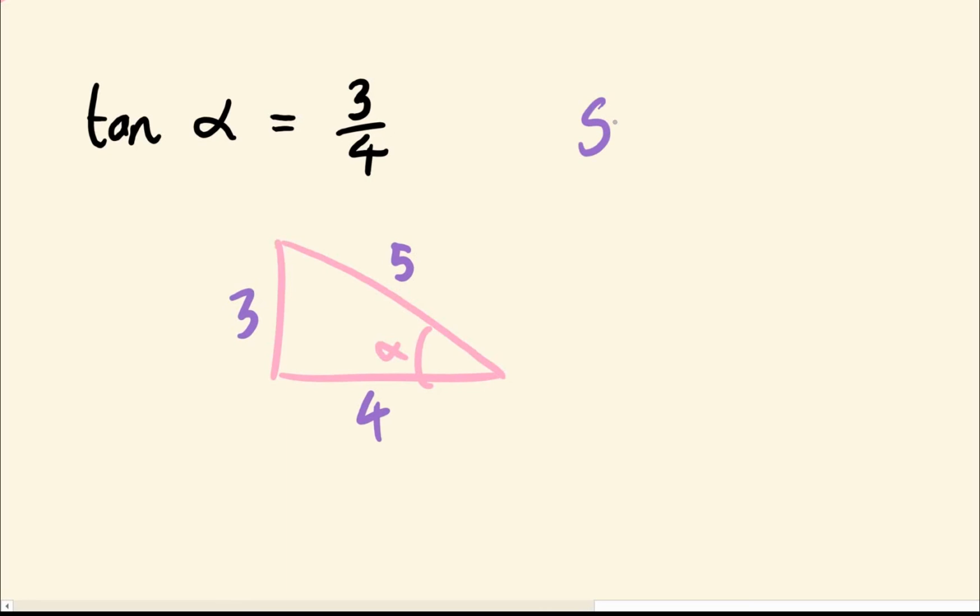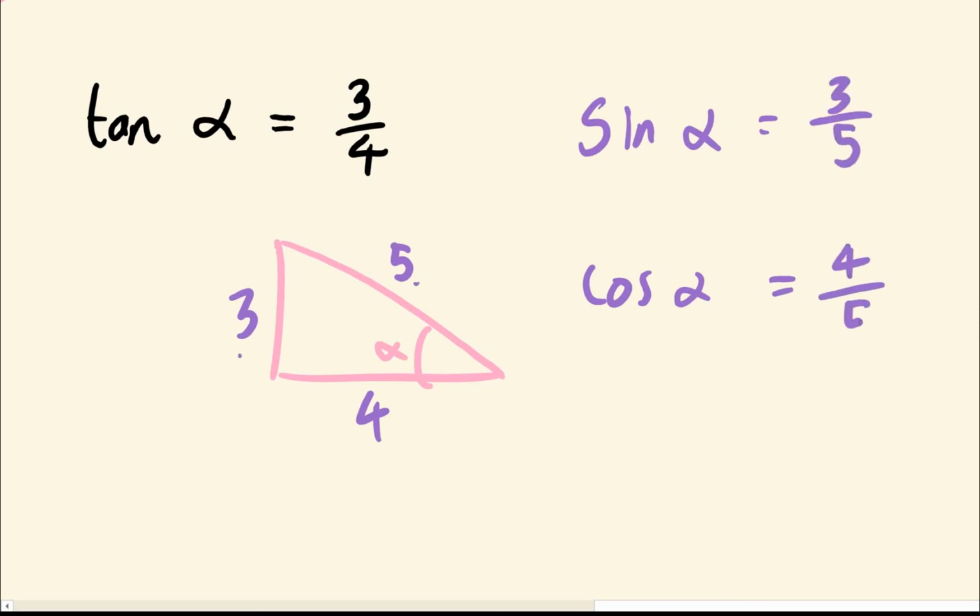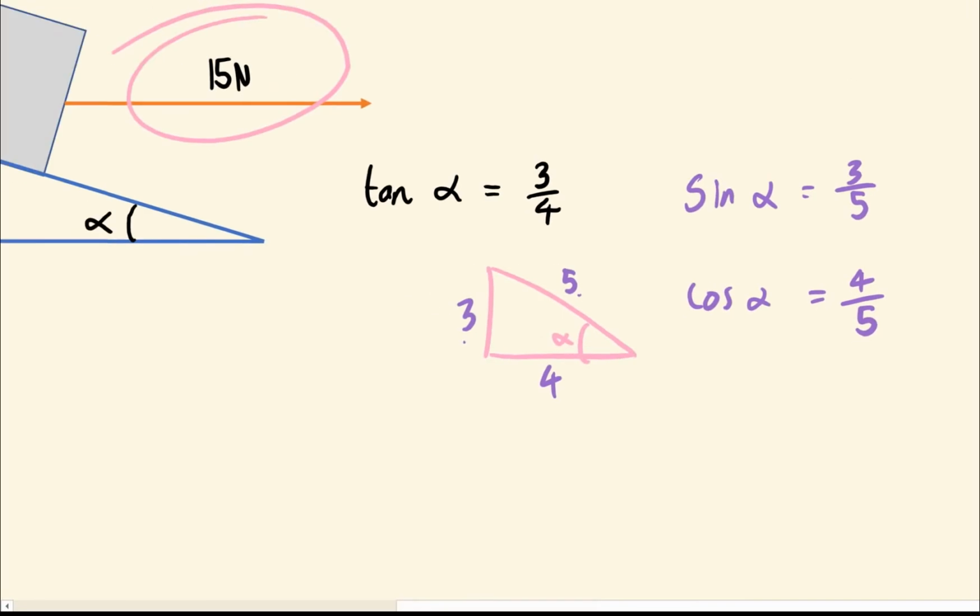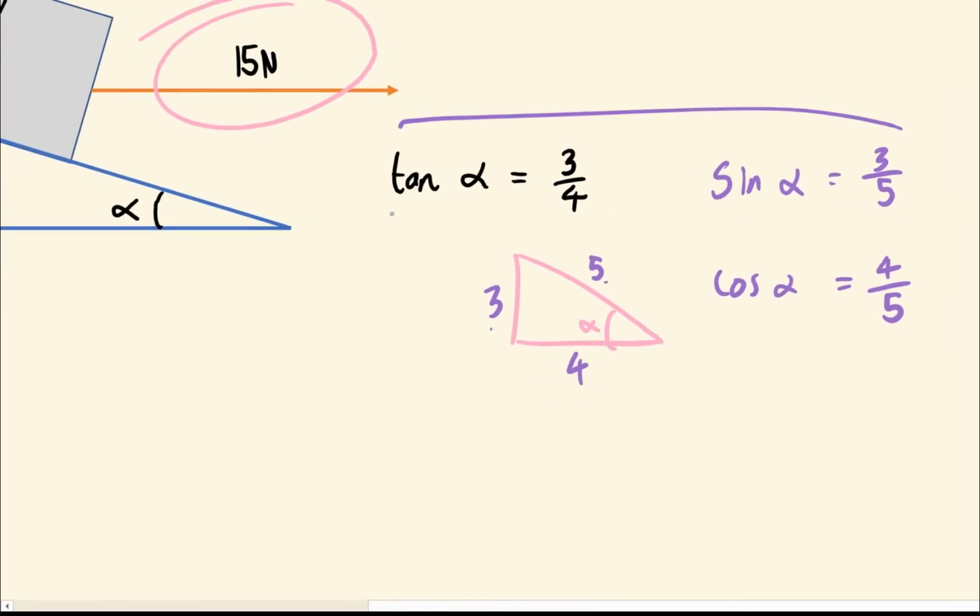So now I've got all these lengths, I can actually just work out straight from these what sine and cos alpha would be. So sine alpha is opposite over hypotenuse, that's 3/5, and cos alpha is adjacent over hypotenuse, therefore 4/5. And we're going to use these 3 things in this question now.